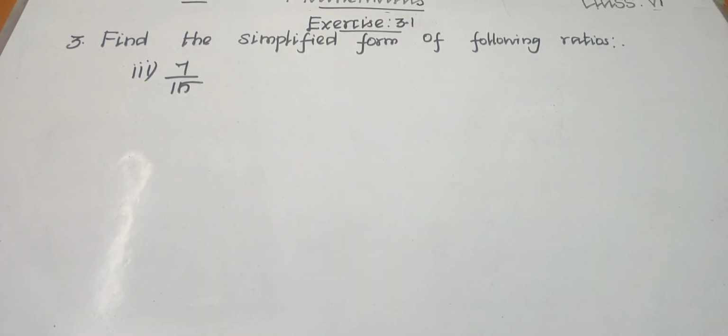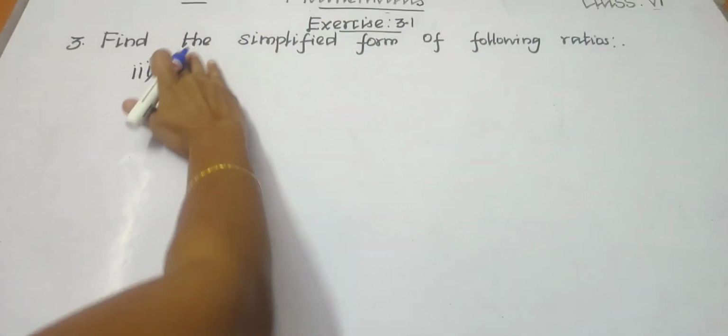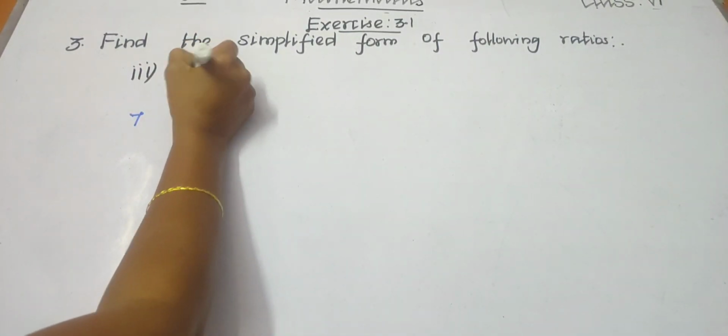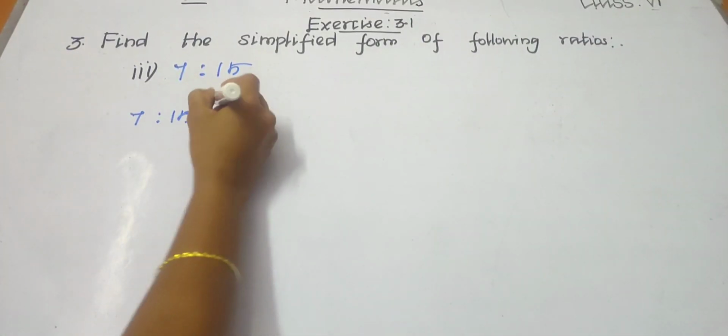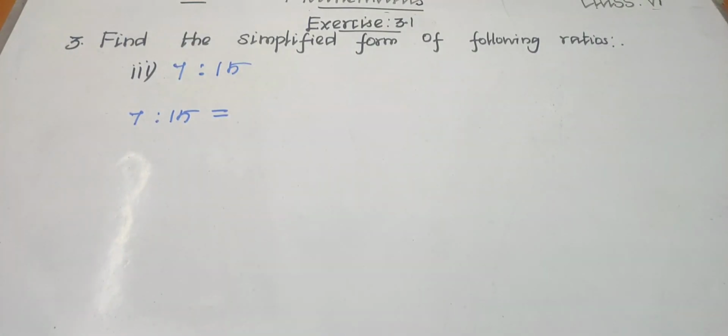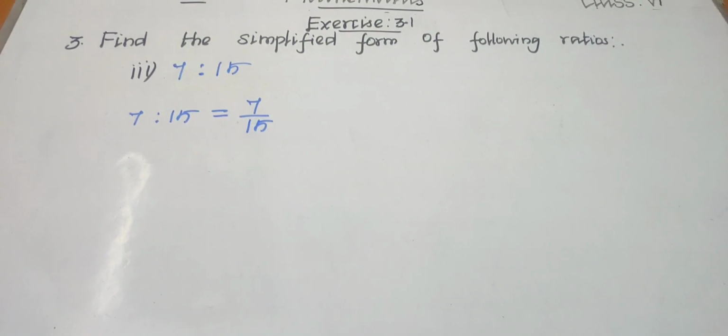Children, see the next sum, 7 by 15. Write the question, 7 by 15. First of all, what we need to do? Let us write 7 is to 15 is the question, right? So what is the next step we need to do? We need to write this ratio in the form of fraction. So we can write it as 7 by 15.